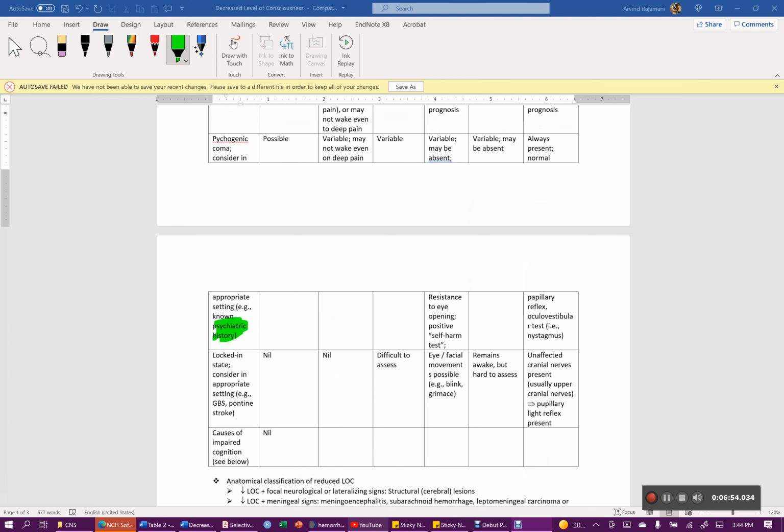And then the other thing that you could check for is the self-harm test, and the resistance to eye opening in psychogenic coma. Okay, these two things might be present.